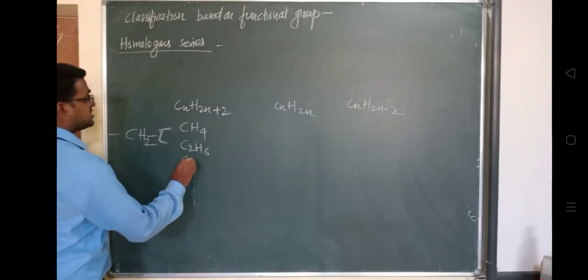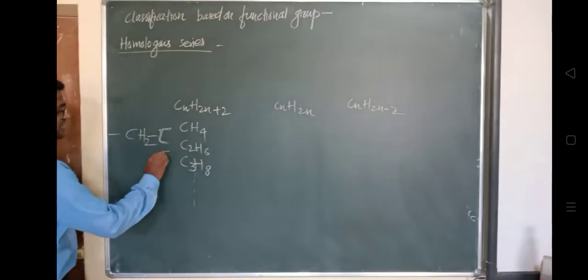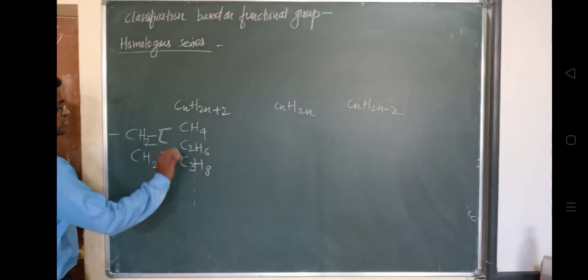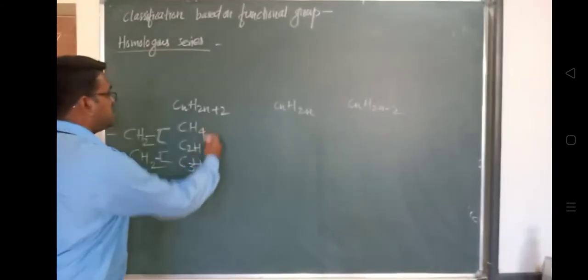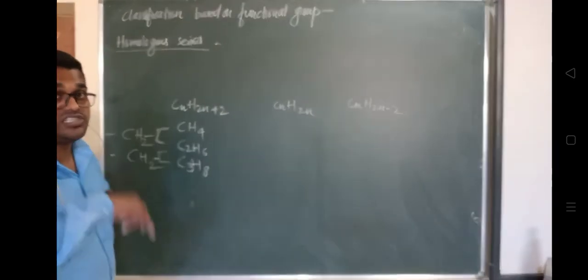C3 आएगा. C3 H8. Look here, 6 और H में डिफरेंस कितना है? एक कार्बन का डिफरेंस है और H कितना डिफरेंस है? Yes, 2 का डिफरेंस है. What is that? This difference will be common. This difference would be common in this structure and that's why it is termed as a series. तो कौन सी सीरीज? Homologous series.